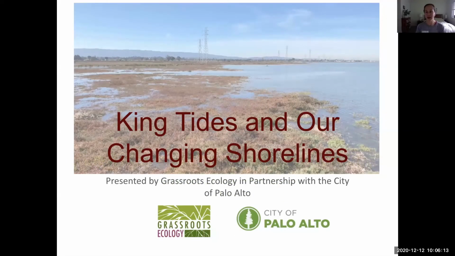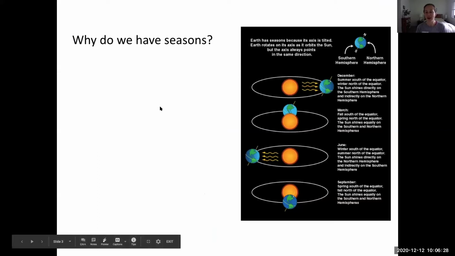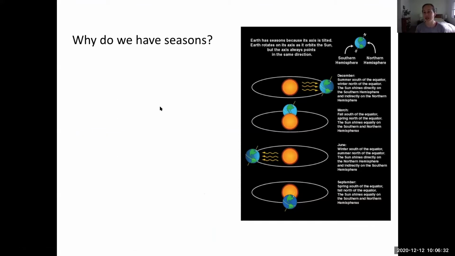We'll be talking about tides and how that affects the way our shores look and how they're going to look in the future. So one of the questions that people did really well on is why we have seasons. There's a diagram here showing the Earth's tilt relative to the different seasons relative to the sun.